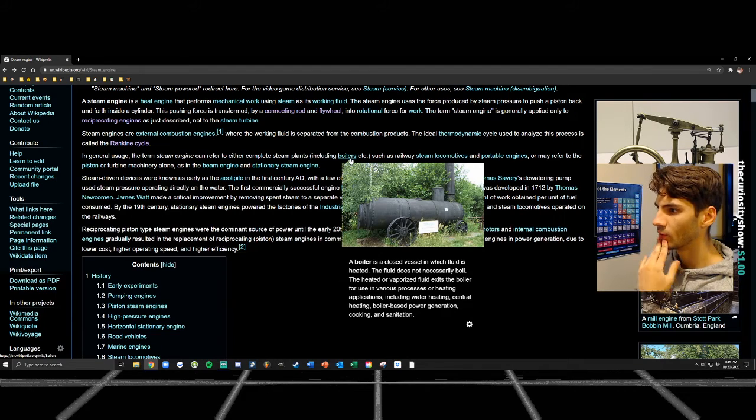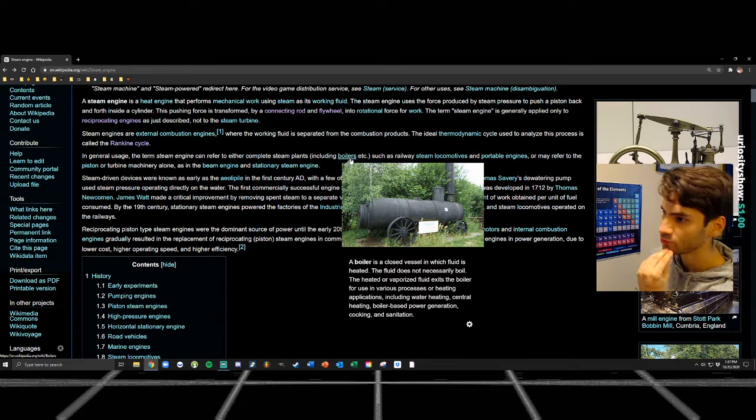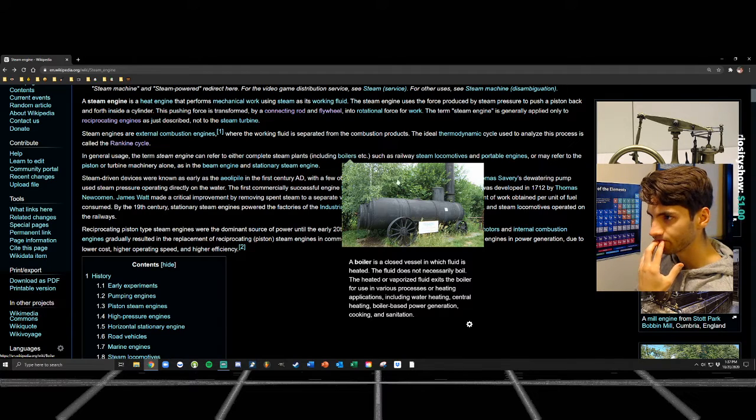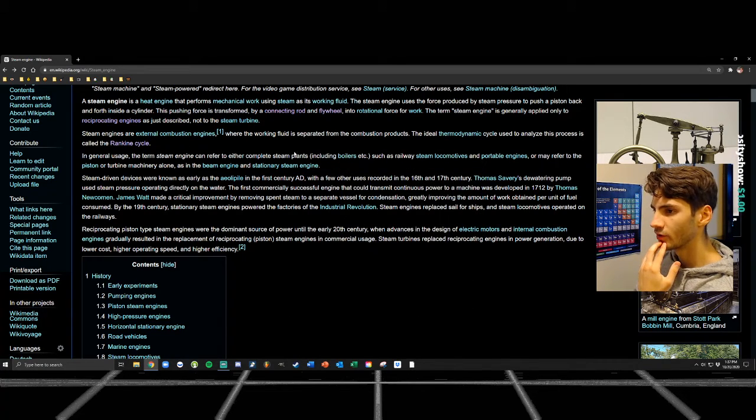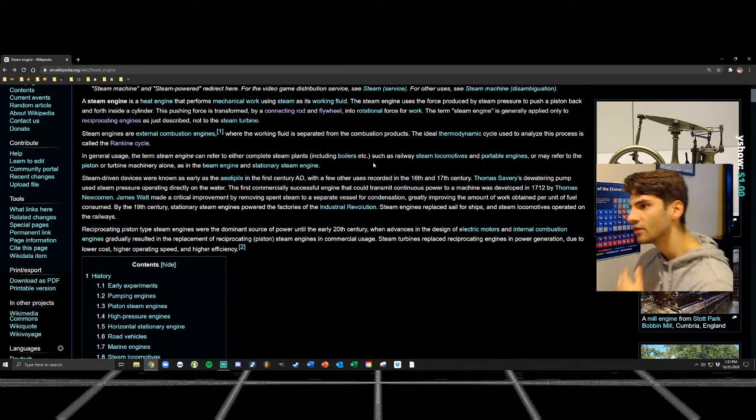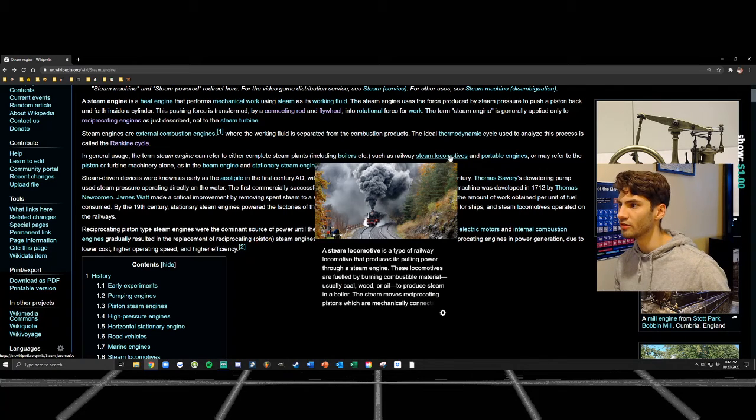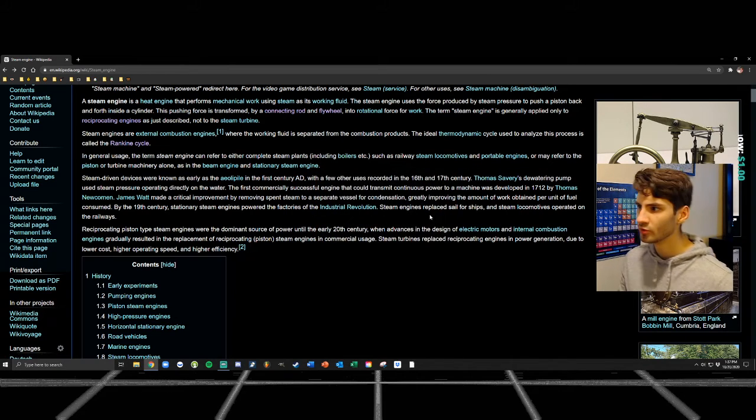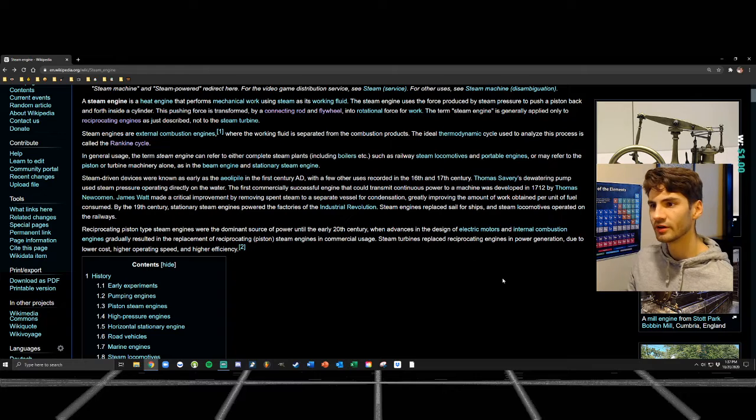Okay. A boiler is a closed vessel in which fluid is heated. The fluid does not necessarily boil. The heated or vaporized fluid exits the boiler for use in various processes or heating applications, including water heating, central heating, boiler-based power generation, cooking, and sanitation. Okay, so we're here. In general usage, the term steam engine can refer to either complete steam plants, such as a railway steam locomotive and portable engines, or may refer to the piston or turbine machinery alone, as in the beam engine and stationary steam engine.